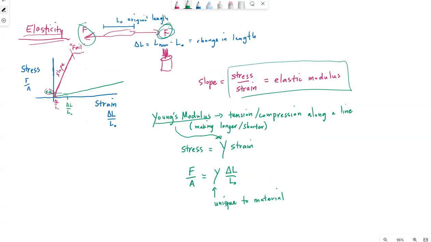That's unique to aluminum. So every material has its own unique Young's modulus, which in turn tells you how the material will deform, change length, based on the stress, the force per area applied.